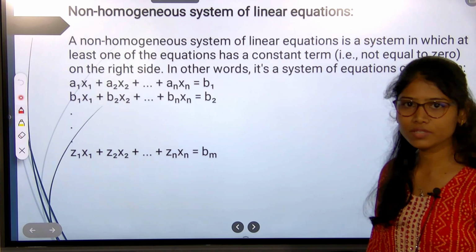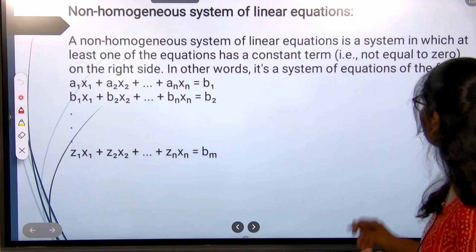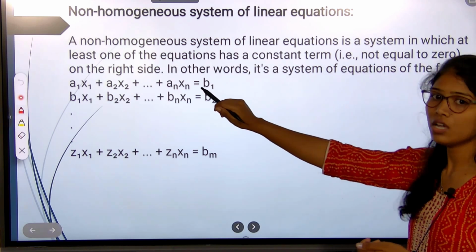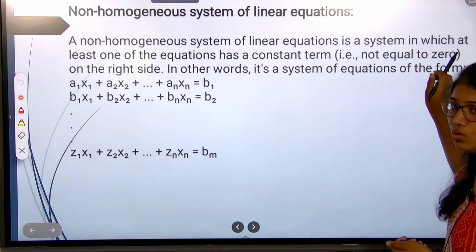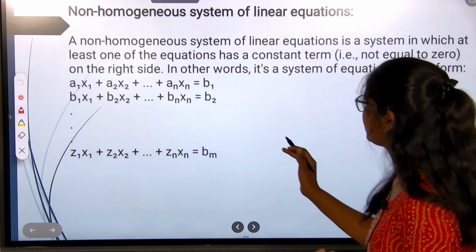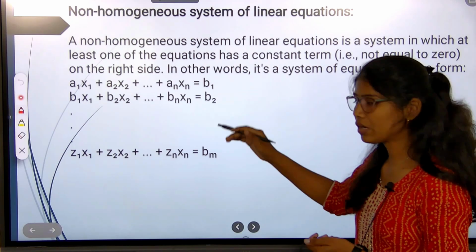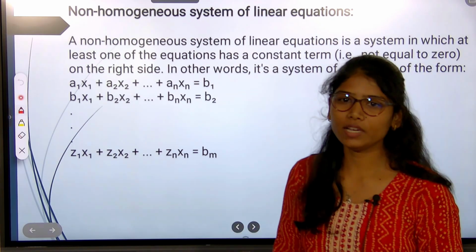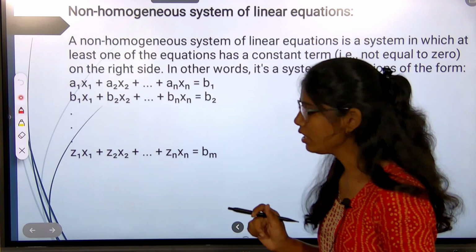What is non-homogeneous system of linear equation? A non-homogeneous system of linear equations is a system in which at least one of the equations has a constant term not equal to 0 on the right side. In other words, here is the system, all bi are not equal to 0 or any bi is not equal to 0, then it is called non-homogeneous system of linear equations.